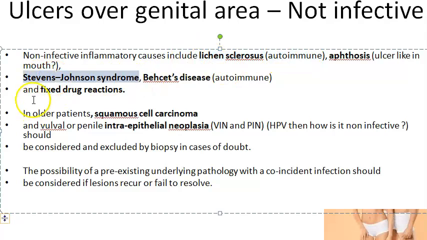Coming to Stevens-Johnson syndrome and fixed drug reaction. Okay, fixed drug reaction, you took some doxycycline kind of a thing and it caused some lesion. Or Stevens-Johnson syndrome, hypersensitivity to certain drugs, right? You should take history. And then Behcet's disease is actually autoimmune, that also can cause ulcer on the genital. Okay, did you get it?